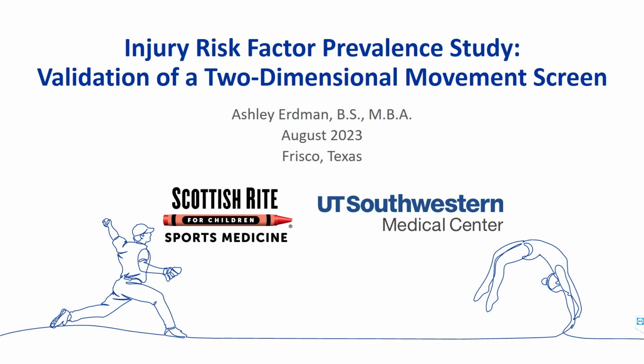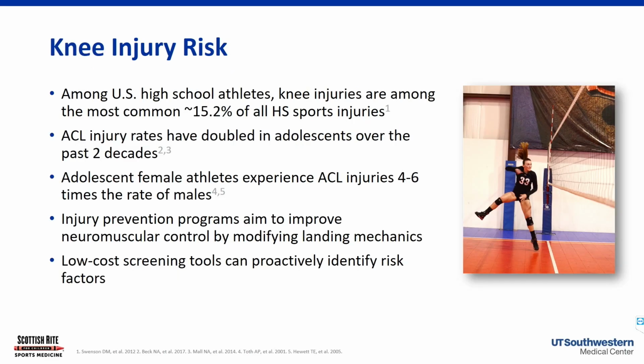So I'm going to be presenting a project we're working on looking at injury risk factor prevalence and validating a two-dimensional movement screen. So just briefly, looking at high school athletes, knee injuries are one of the most common injuries that they are experiencing, around 15% of all high school sport injuries. Of those, ACL rates are increasing. So we all know that. The rate has doubled in adolescents over the last 2 decades, and female athletes specifically are being impacted at a greater rate. They are experiencing these injuries at a rate of 4 to 6 times what their male counterparts are.